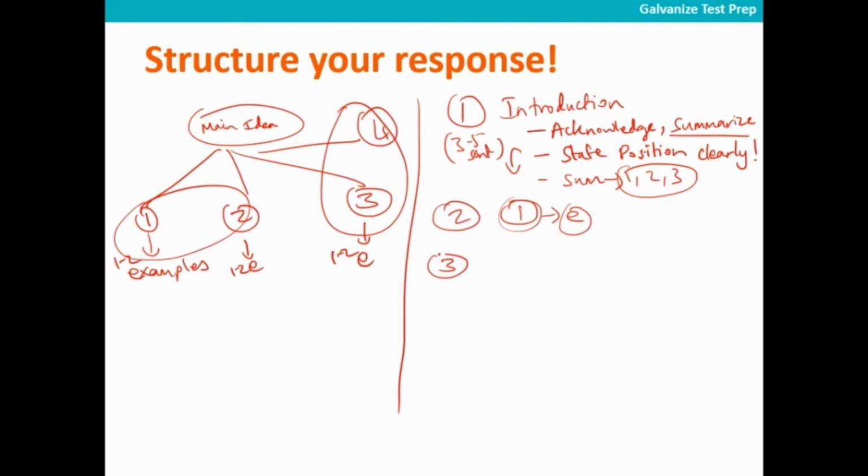In your next paragraph, make your next key point, give your examples, and substantiate. In your next paragraph, give your final claim, give your examples to substantiate. In your last paragraph, you conclude. A conclusion doesn't need to be very long or elaborate. 2 or 3 sentences is enough, but it really brings everything together.